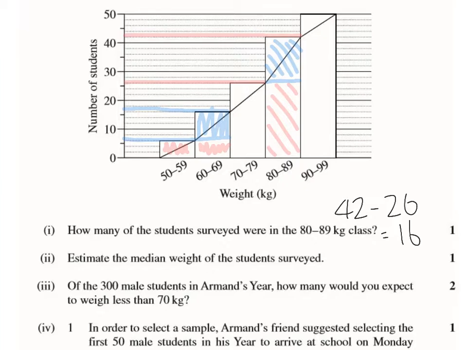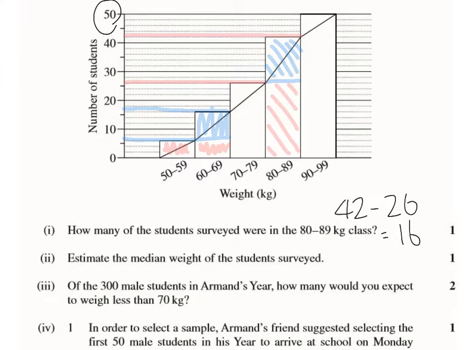The next question says to estimate the median weight of the students surveyed. So we've got 50 students and we want to know what's the median. The median is going to be the 25th student, or to be exactly precise, we need to go halfway through the data set. So using the formula n plus 1 over 2, that's 50 data points in our data set. 51 divided by 2 is 25 and a half. So we're looking for the 25th and a half data point.